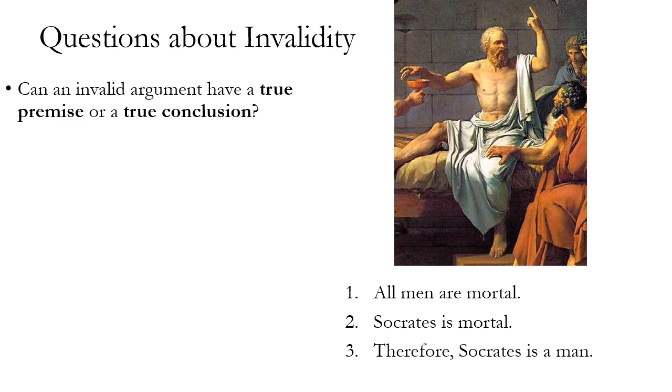The conclusion is even true. So what's the problem? The problem is that those premises do not give you reason to prove the conclusion true. The conclusion, if it's true, is true for some reason other than those premises. So there's a logical gap between the premises and conclusion. So that's why it's an invalid argument.